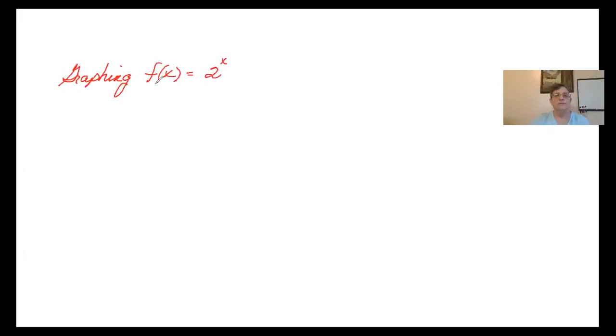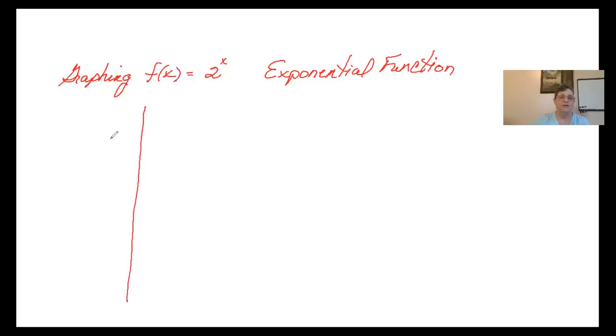Let's look at graphing the function f of x equals 2 raised to the exponent x. This is called an exponential function because the variable is in the exponent. So let's look at some points you could get on this.